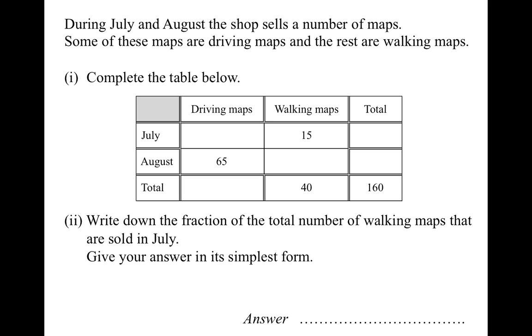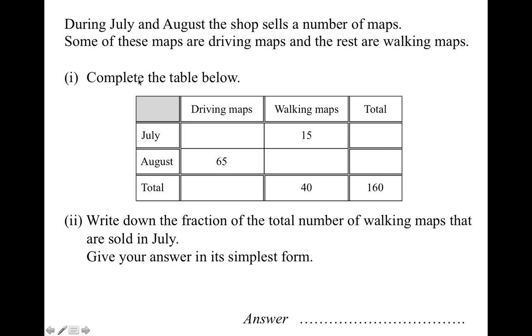So we've got a question that says, during July and August, the shop sells a number of maps. This is a small part of a larger question that's already talking about this shop. Some of these maps are driving maps and the rest are walking maps. Complete the table below. So you've got a table of different types of maps, driving or walking, different months, July and August, how many of each they sell at various times, and the totals.